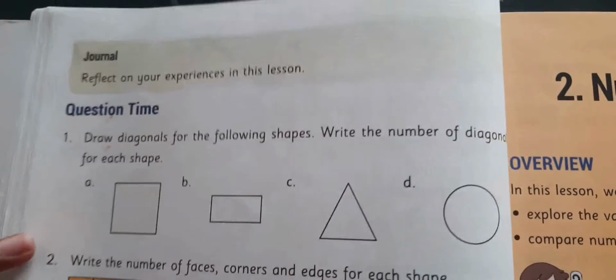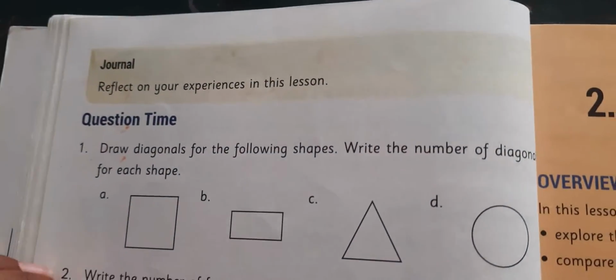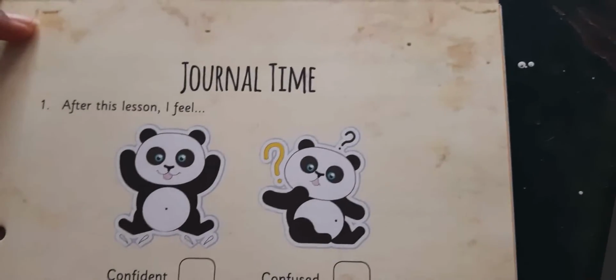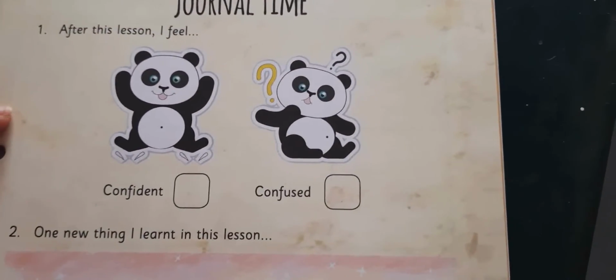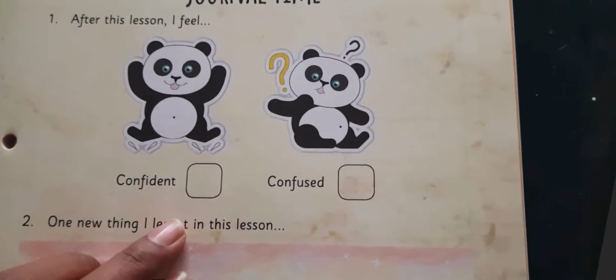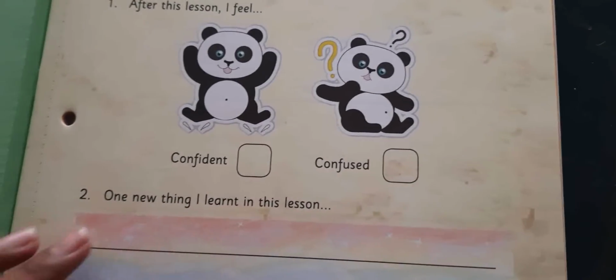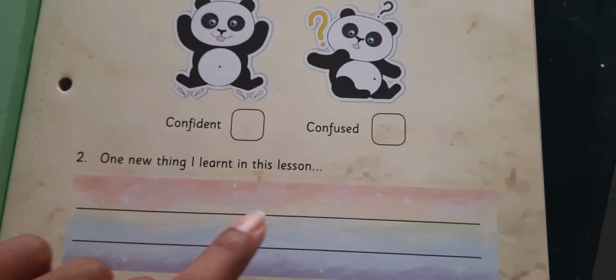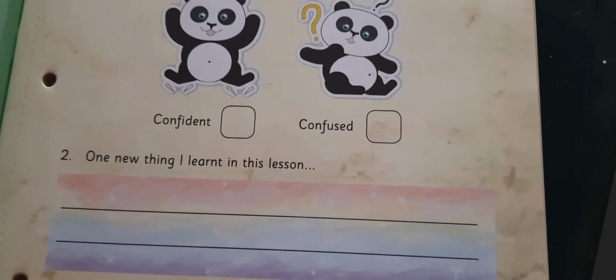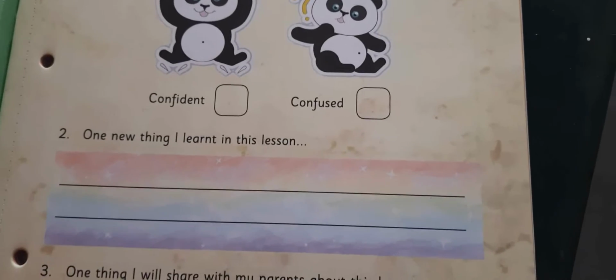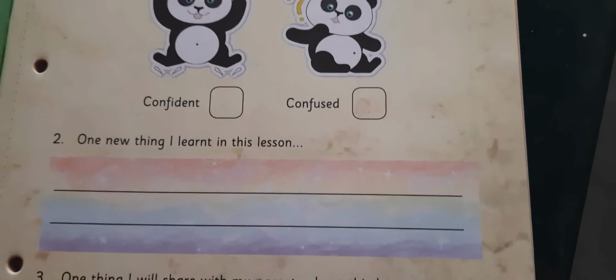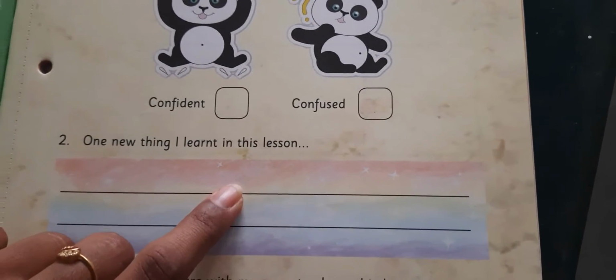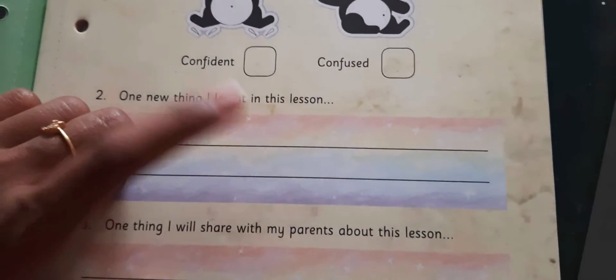So next activity is journal time. Okay, journal time, it's in your companion. After this lesson, I feel confident or confused. One thing I learned in this lesson: what topic you learned in this lesson, that topic name you have to write. For example, tessellation or tangram or solid shapes, edges, corners, whatever it is, you have to write. The new thing I learned from this lesson, you have to write.